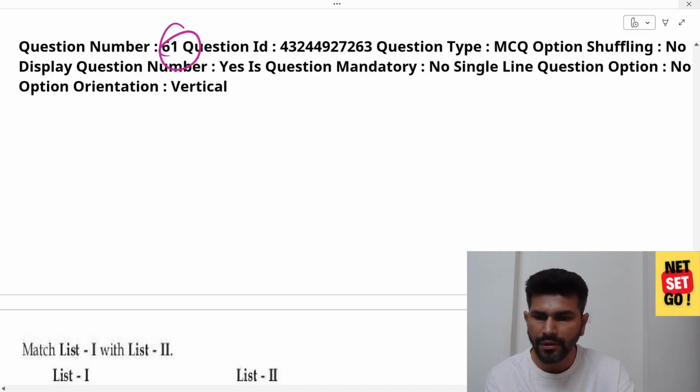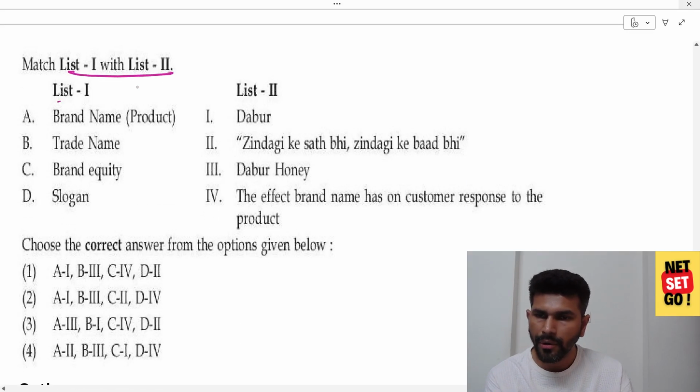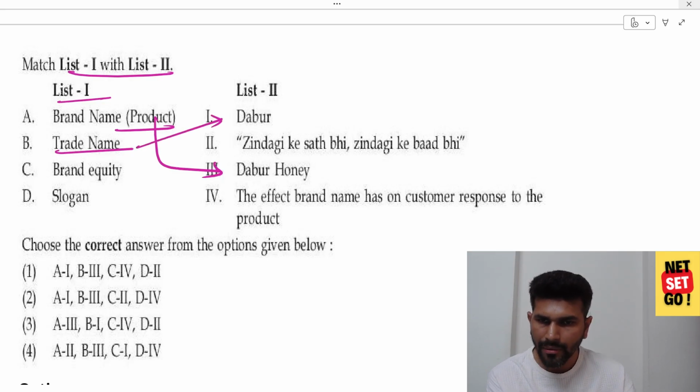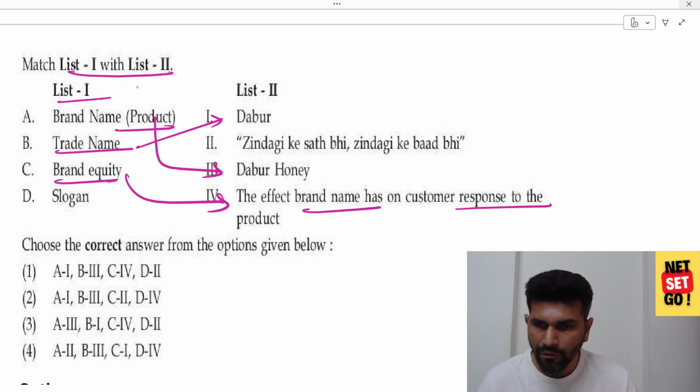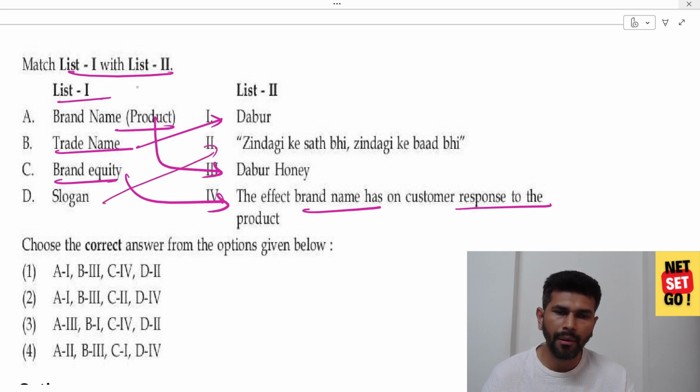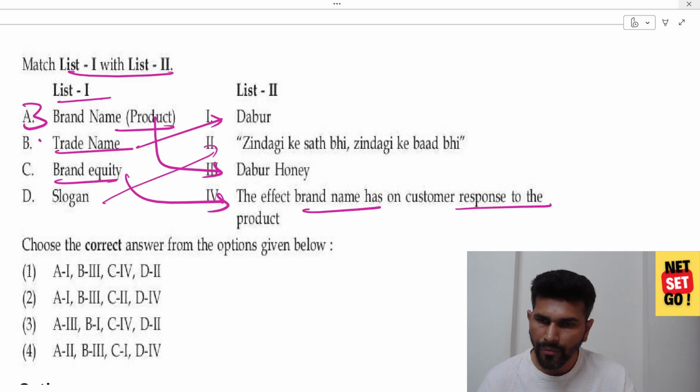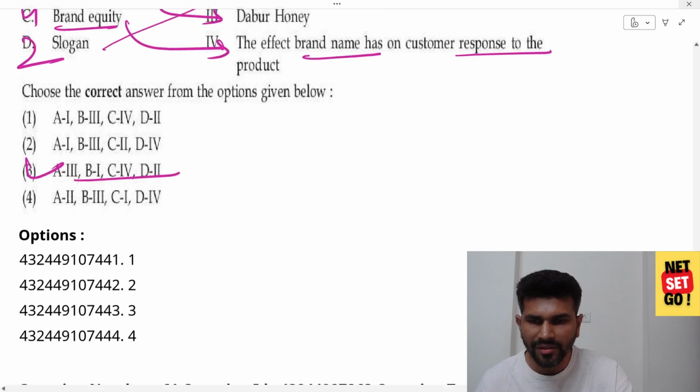Next, question number 61. Match the list 1 and 2. Brand name, product. Dabur Honey is a product. Trade name is Dabur. Brand equity is the effect brand name has on customer response to the product. That is brand equity. And slogan is Zindagi ke saath bhi, Zindagi ke baad bhi. So 3, 1, 4, 2 is correct sequence and option 3 is correct answer.